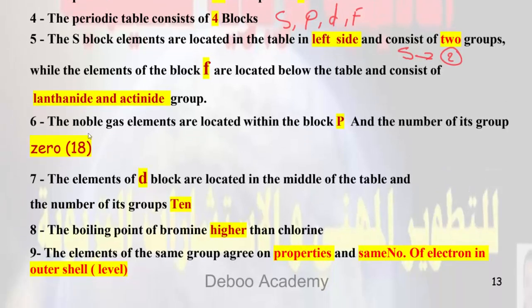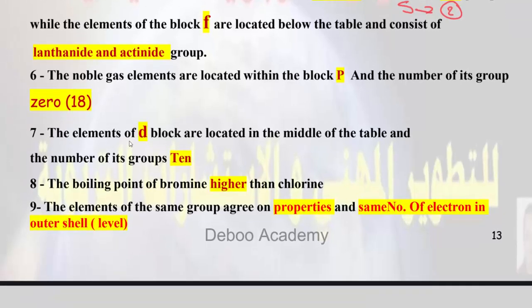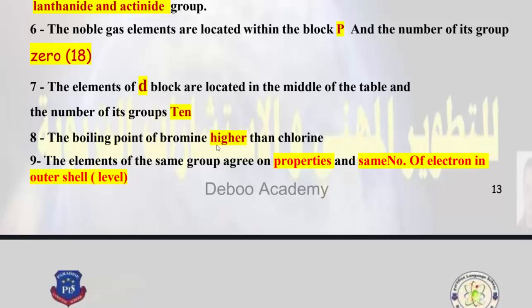The noble gas elements are located within block P and the number of their group is 0 or 18. The elements of the D block are located in the middle of the big table and the number of its groups is 10. The boiling point of bromine is higher than chlorine. The elements of the same group agree in properties and in the same number of electrons in the outer shell.